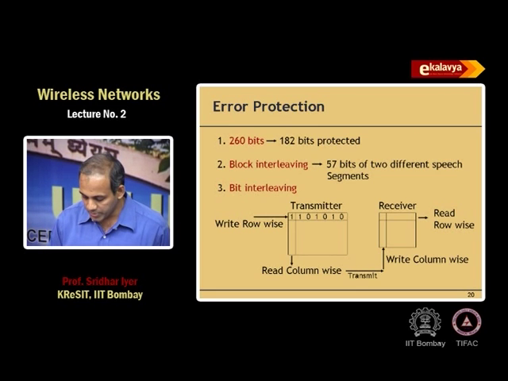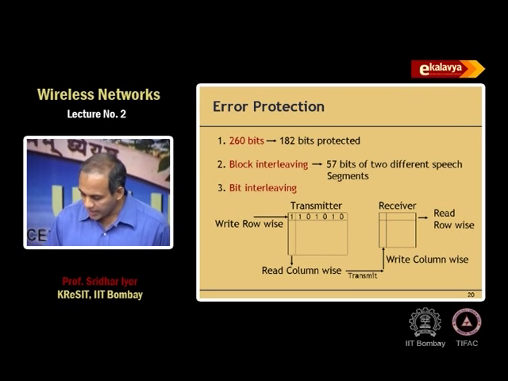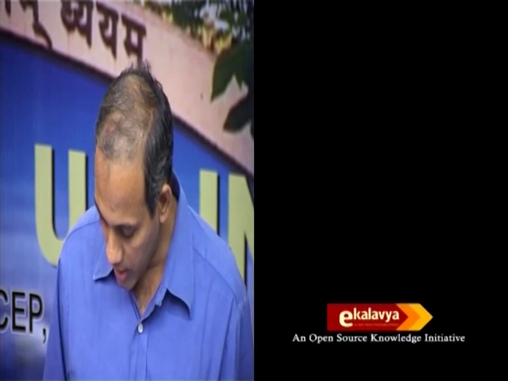At the receiver's end, this is the transmitter end, this is the receiver end. At the receiver end, I am again going to write it column wise and read it row wise, correct? Because I am doing this, any errors that are burst errors in the channel show up as random errors in my block. So these are the three important ways in which GSM tries to protect against errors. One is doing error protection for some of the data itself, by doubly transmitting it or whatever. Then it does block interleaving, and finally it does bit interleaving before transmitting on the channel.